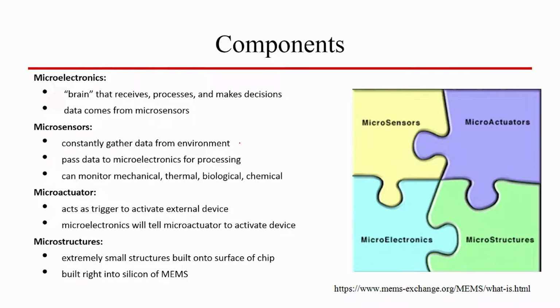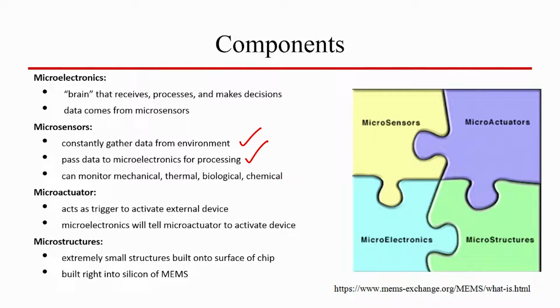Now, the role is to pass the data to microelectronics. So, first is to constantly gather data from the environment, second is to pass data to microelectronics for processing, and third is that it can measure or monitor mechanical, thermal, biological, chemical and a lot more, right. So, this is the role of the microsensors for monitoring several kinds of data from the environment.